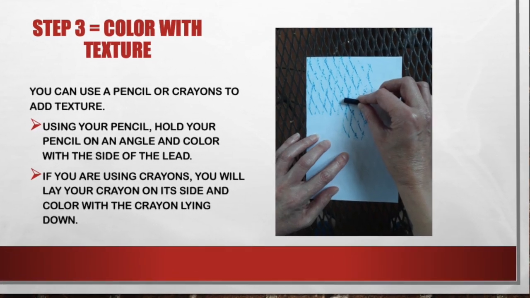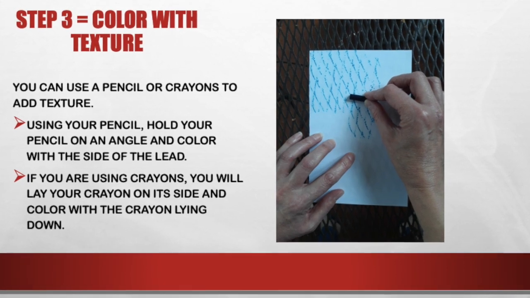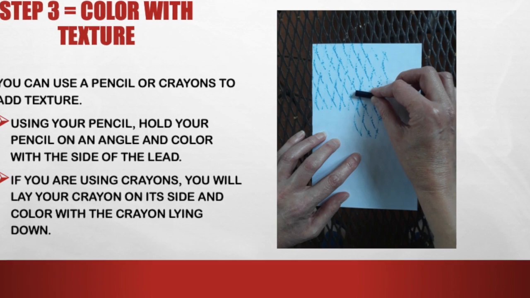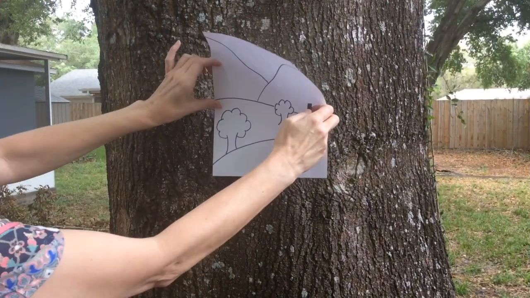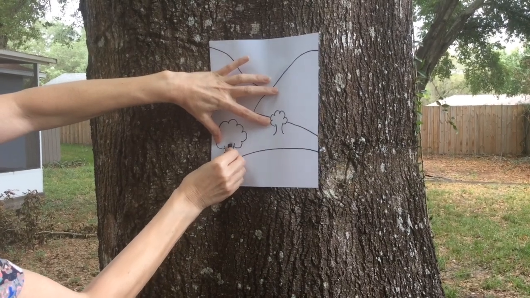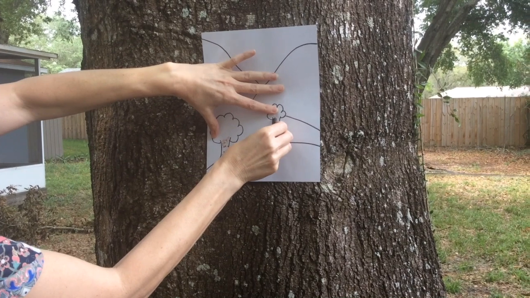Next, you're going to add the texture. You can use a pencil or crayons to do this. You're going to use the side of the pencil or the side of the crayons to add the texture. The bark of a tree is an excellent surface to use for texture. Just lay your paper right on top and color with the side of your crayon.